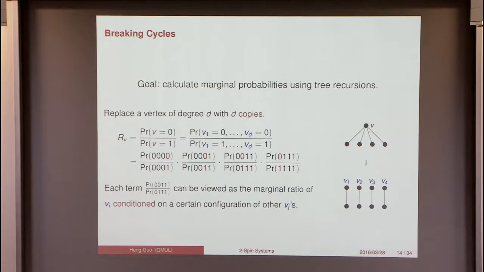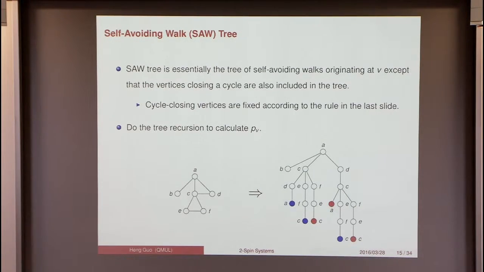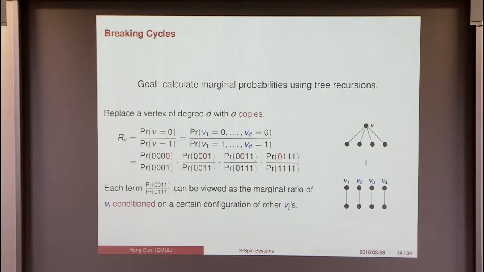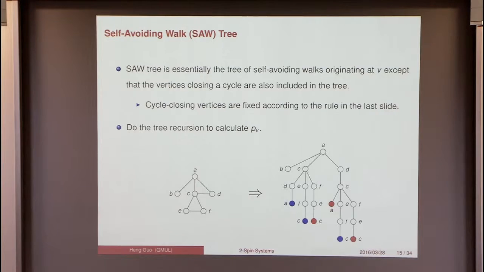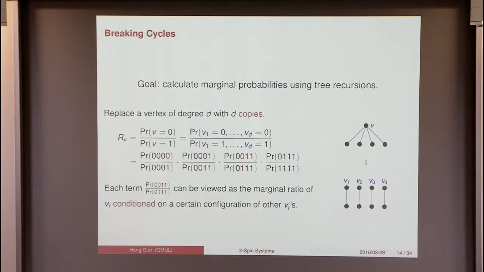So this leads to the construction of the so-called self-avoiding walk trees. A self-avoiding walk tree is essentially the tree of self-avoiding walks plus vertices that close the cycles. So in this construction, if we pick a particular branch, then it is as if we walk along that branch. And these boundary conditions will not come into play unless we finish a cycle. So that's why we want to include those vertices that close cycles, and they should be fixed according to this rule. Like for the branch corresponding to V3, if we match V1 and V2 in the future, then they should be pinned to 0, and V4 should be pinned to 1 if we match it. We very likely will not see it in the future, actually.